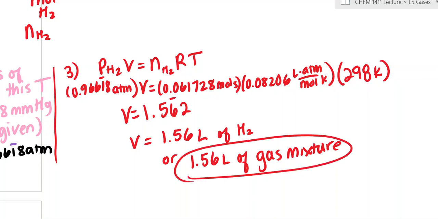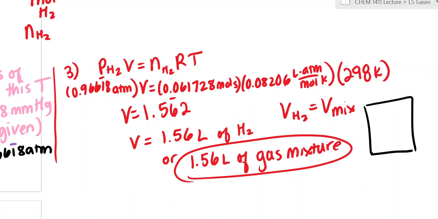Okay, so note that when we get this volume, the volume isn't really just for hydrogen or just for the water. The volume of hydrogen is equal to the volume of the mixture because they're occupying the same space. Both of those gases, here's hydrogen, here are my water molecules, they're all in the same space. So the volume of one is equal to the volume of the other.